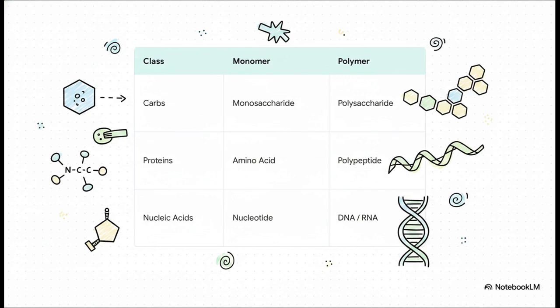Life is organized entirely from the bottom up, using these foundations. We take simple monomers, the individual building blocks, and we string them together to build larger polymers. Take carbohydrates, for example. We start with monosaccharides, like glucose. Glucose is our universal fuel.